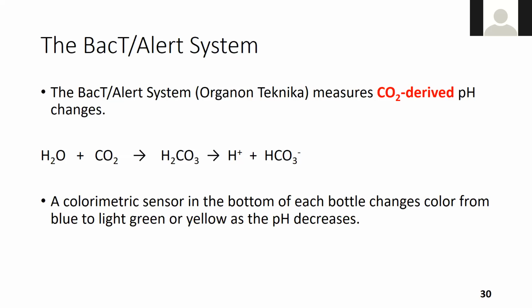With CO2 being produced, the colorimetric sensor at the bottom of each bottle changes color from blue to light green or yellow as the pH decreases. So the bicarb that's produced, because the CO2 changes the pH, changes the sensor at the bottom. The machine picks that up.